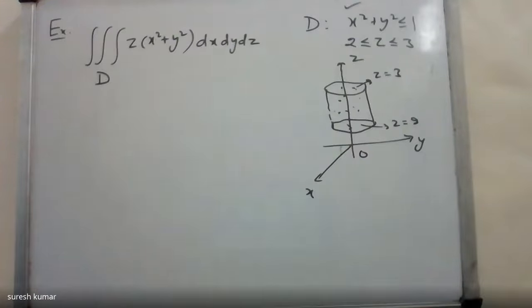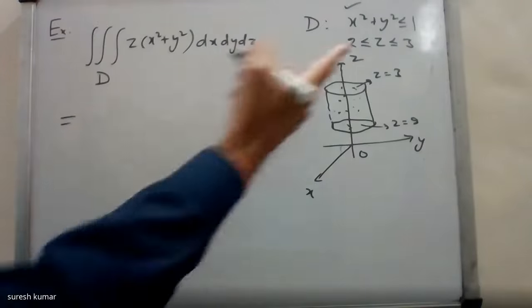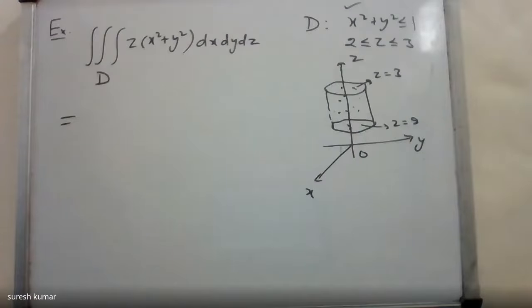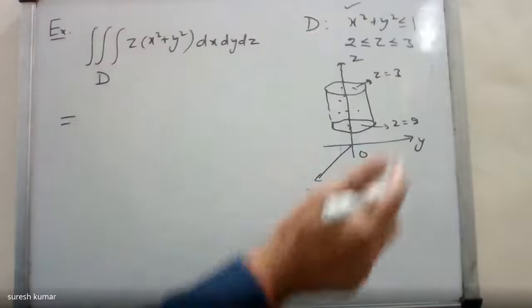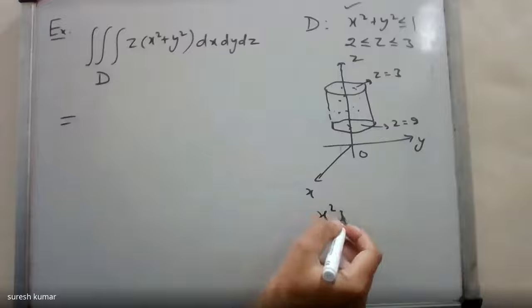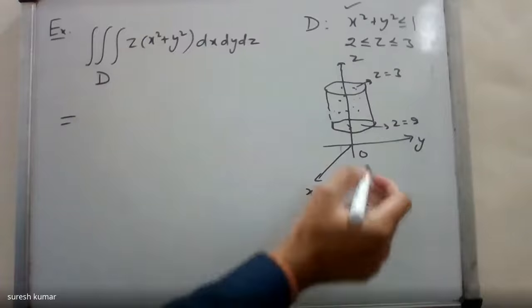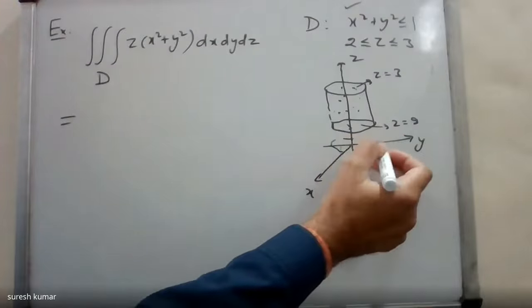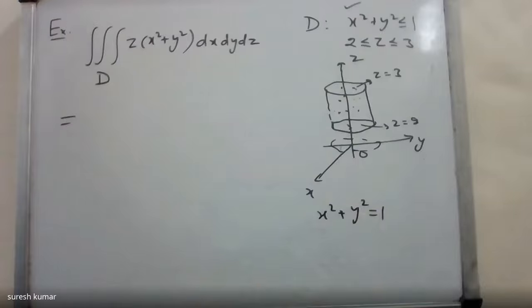Now again, limits of xy are not given to you. Limits of z are clear. Z varies from 2 to 3, but limits of xy are not given. So what are the limits of xy? If you project this 3D region onto the xy plane, what do you get? A circle. Which circle? X square plus y square less than or equal to 1. That comes here.